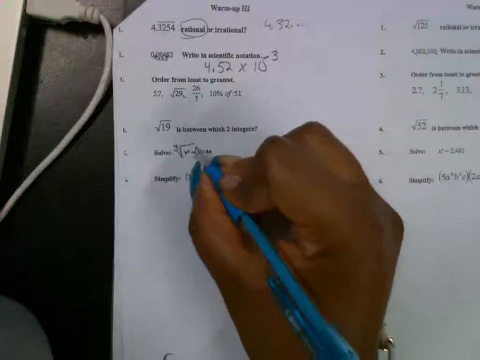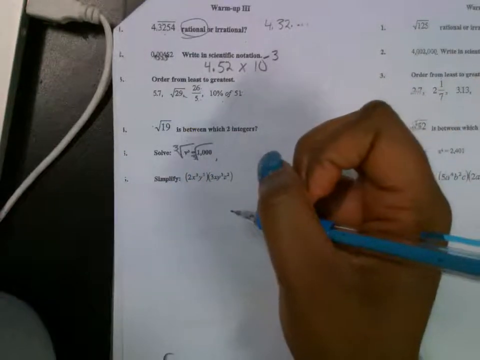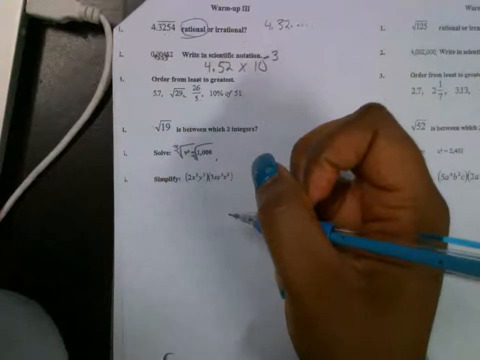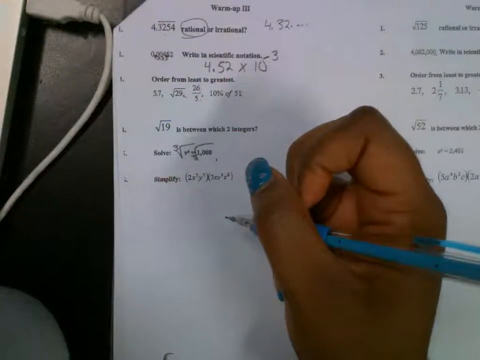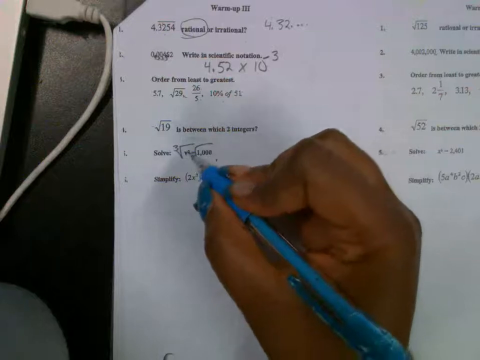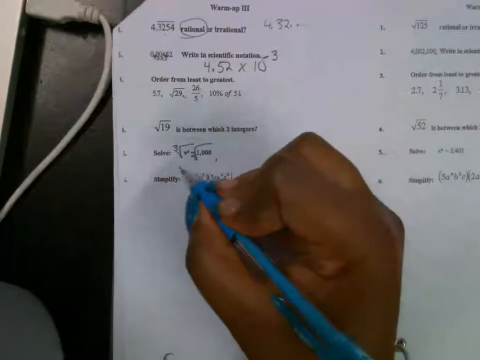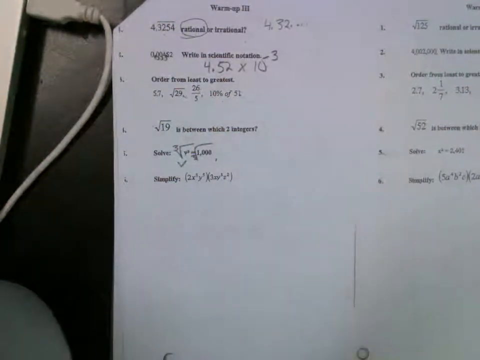So we're going to do the cube root on both sides. Cube root is saying what number can be multiplied times itself 3 times to give you that value. Okay, so the cube root of v to the 3rd power is just v, because v can be multiplied times itself 3 times to give you v to the 3rd.